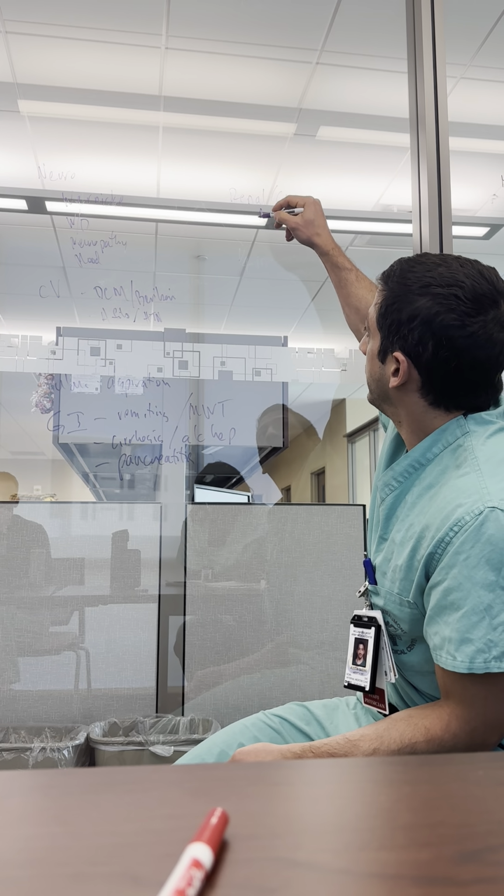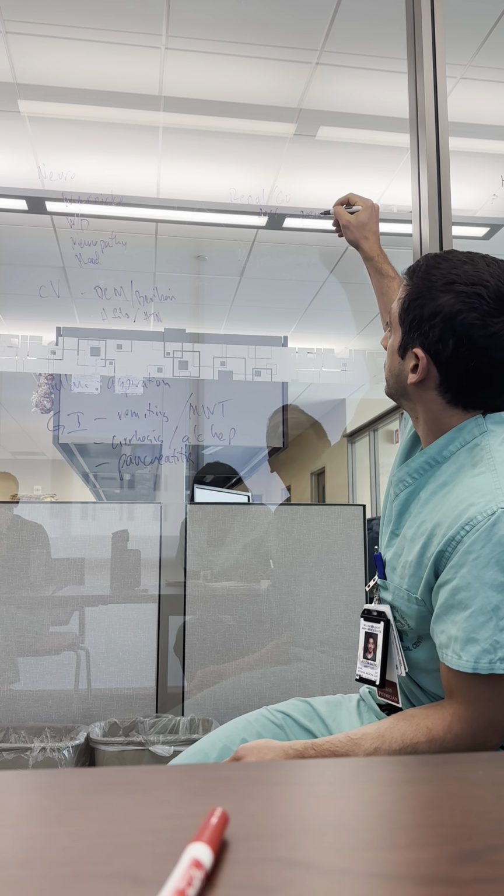AKI. Acute kidney injury from what? If you're thinking they're hypovolemic, hypovolemic, probably the most common one. Anemia, a little less often as a sole cause, but yeah, okay. Sure, okay. So we'll say AKI, we'll say pre-renal.